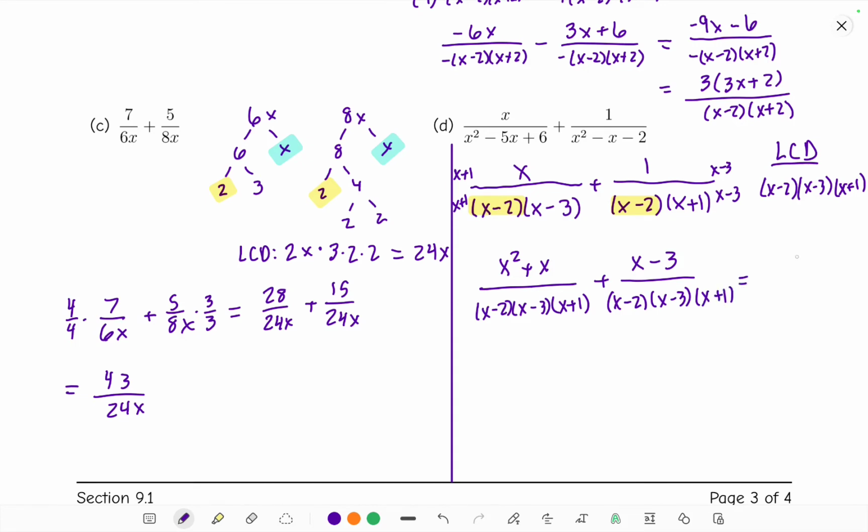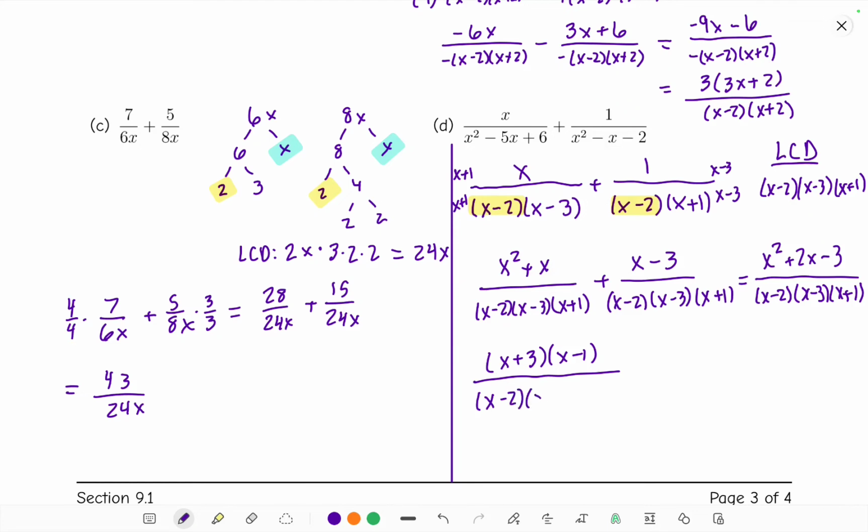Then after combining the numerators, we get x squared plus 2x minus 3 over (x minus 2)(x minus 3)(x plus 1). And don't forget, we have to check and make sure the numerator can't be factored. In this case, I think it can be. It factors into (x plus 3) times (x minus 1) over (x minus 2)(x minus 3)(x plus 1).